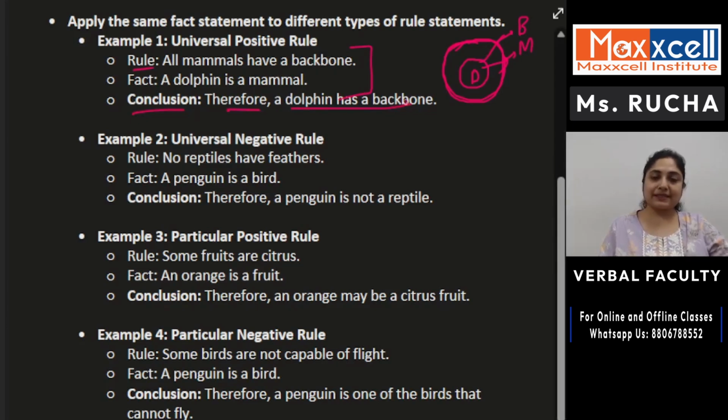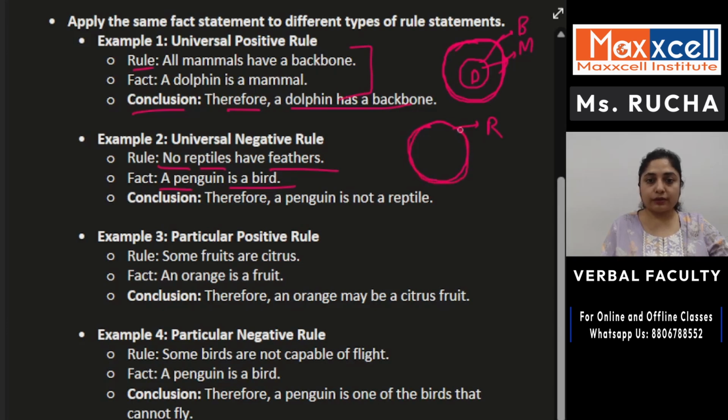Let us solve the second example like this. This is about the universal negative rule now. No reptiles have feathers. A penguin is a bird, right? So we know that no reptiles have feathers. Now let us translate this also in a Venn diagram. This is a circle for reptiles and this is a circle for feathers.